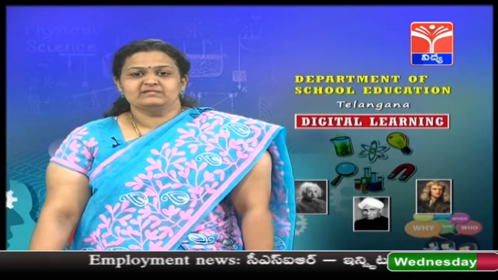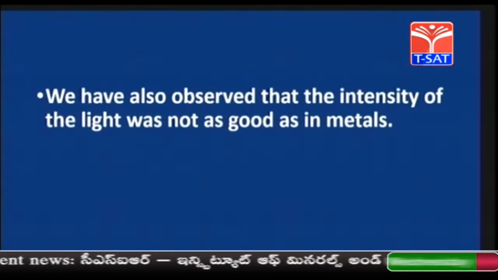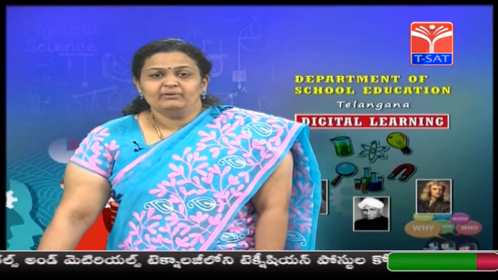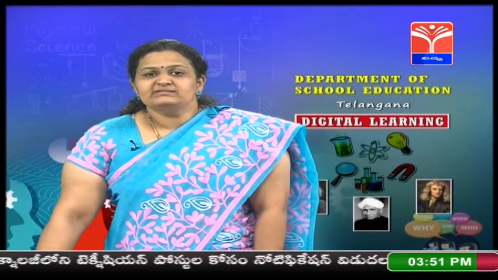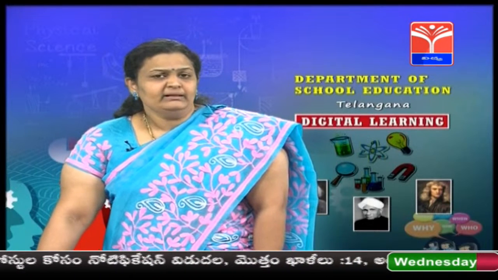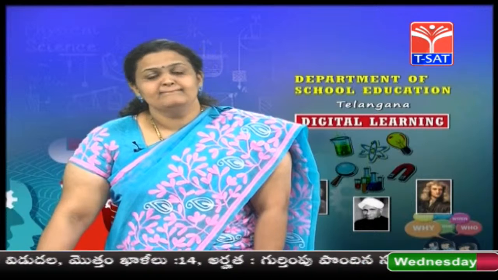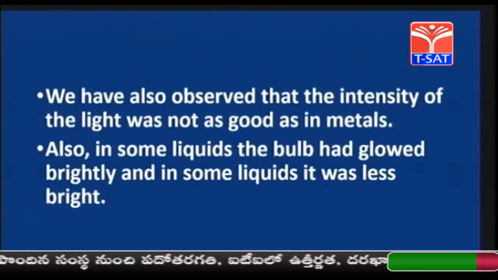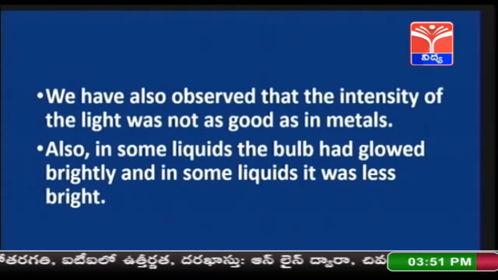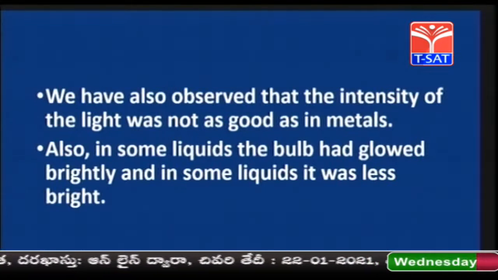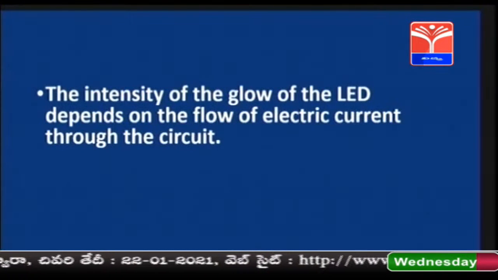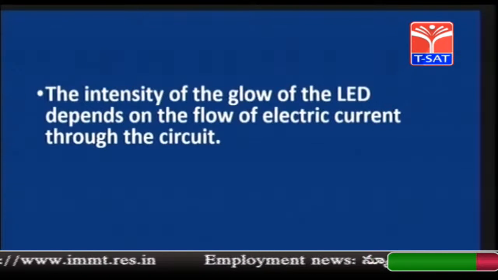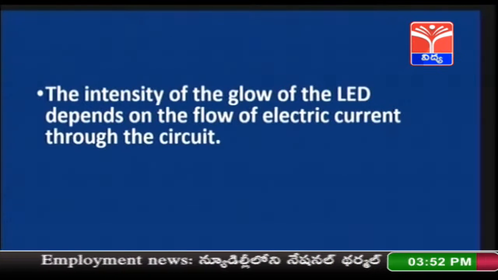We have also observed that the intensity of the light was not as good as in metals. So, children, while performing the activity, we have noticed that the glow in the bulb was a little bit lesser compared to the use of the metals. Also, in some liquids, the bulb had glowed very brightly and in some it was less bright. It was a little bit dull. It is because the intensity of the glow of the light, the LED, depends upon the flow of electric current through the circuit. Okay, children?